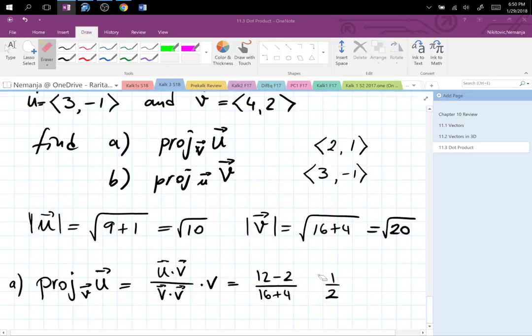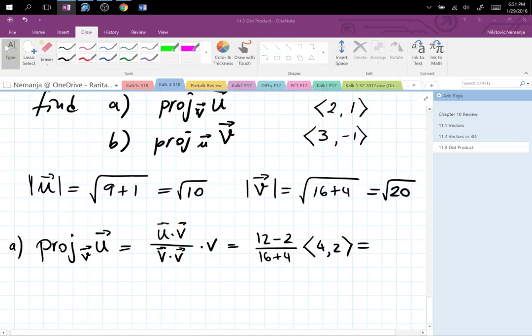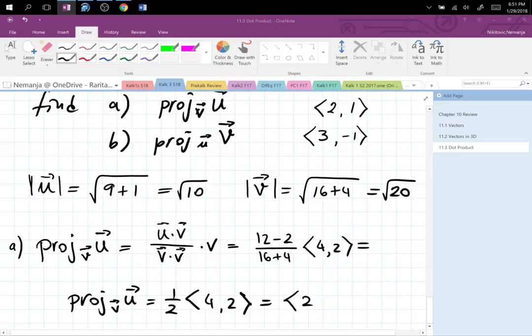Oh, times vector V, holy nightmare. So 4, 2. So now this projection of vector U onto vector V is 1/2 times 4 comma 2. That's now scalar multiplication, so 2, 1. Yay.